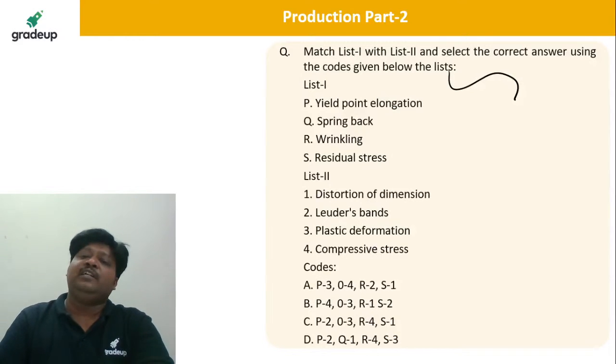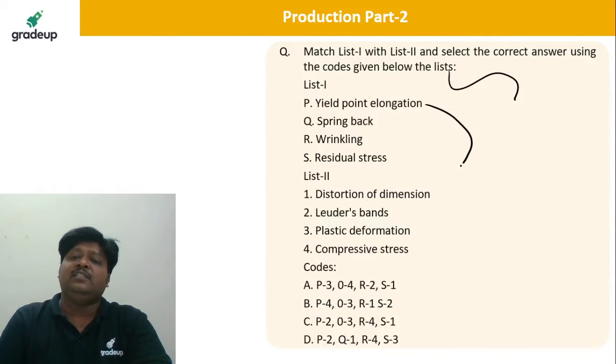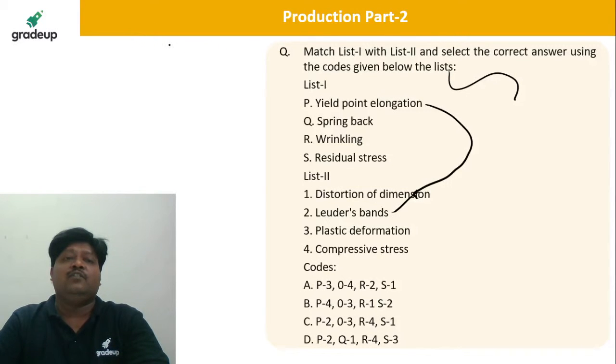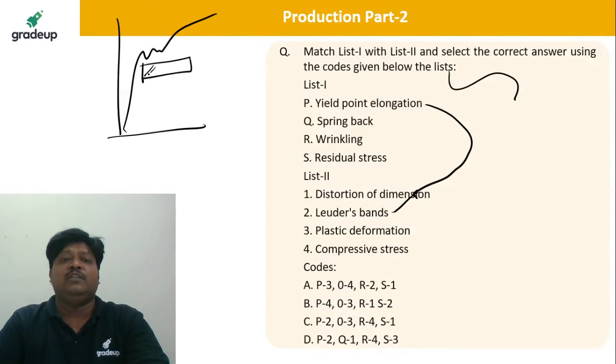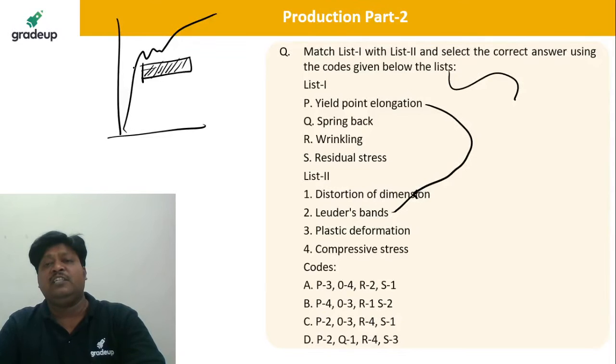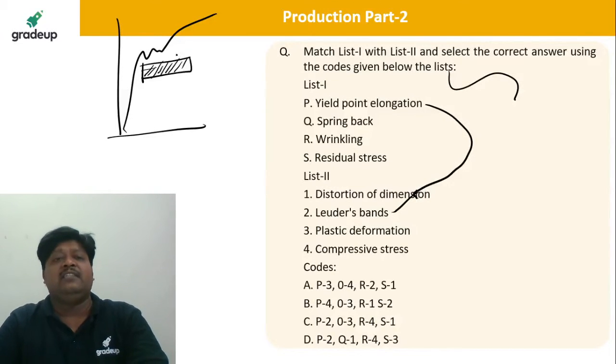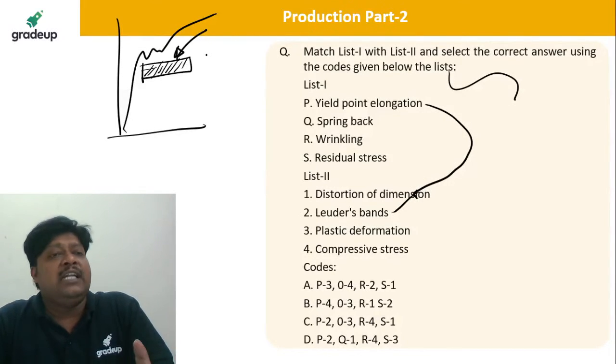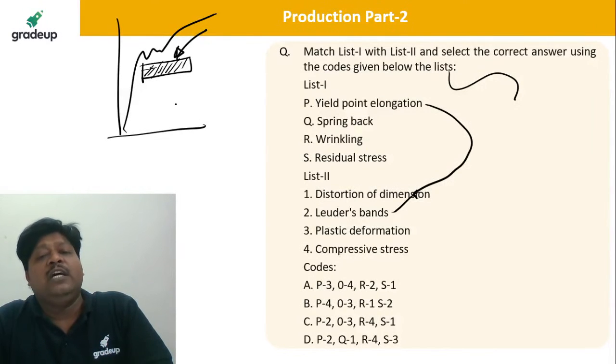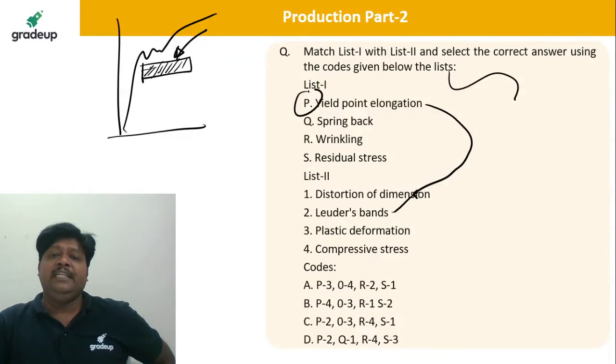So yield point phenomena, at the elongation point, dear students. In that phenomenon you get lines in the yield point region; you can observe bands on the material. These are generally inclined at 45 degrees when the elongation occurs. These bands are known as the Hartmann lines, or they are also known as the Luder's bands. So P, yield point phenomena, is related to 2.